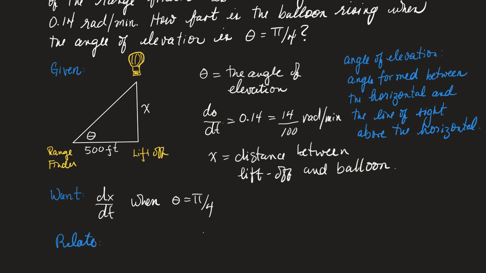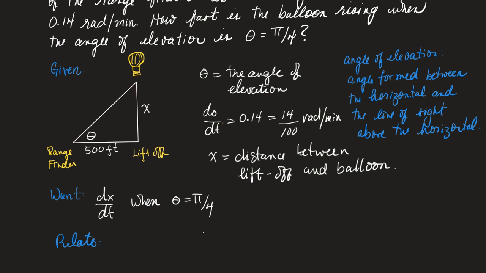Now we know we're dealing with an angle here. That tells us we likely want to use trig. So let's think about how we can relate our variables. I've got my variables, theta and x. And if I think about it, I have the opposite side to theta and I have the adjacent side to theta. I do not have the hypotenuse.